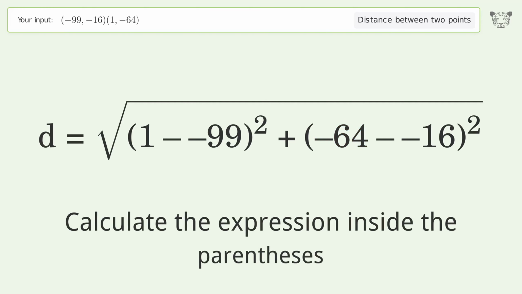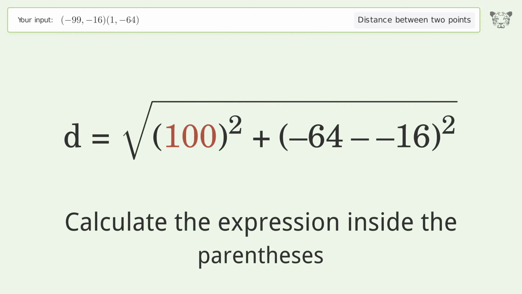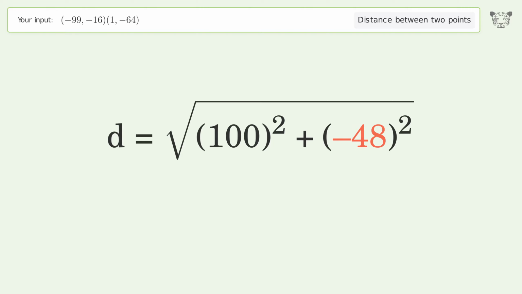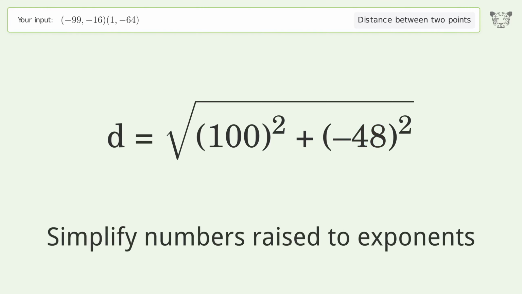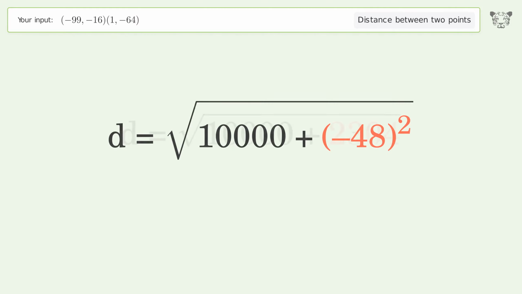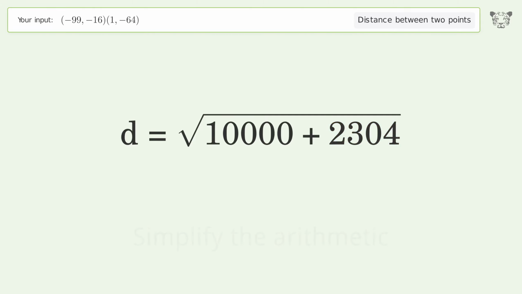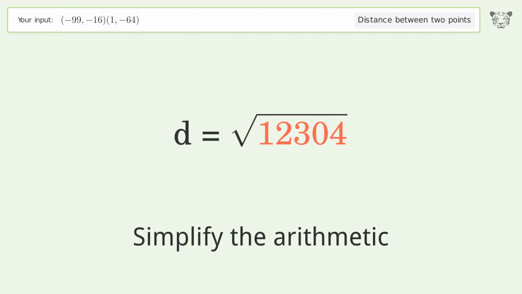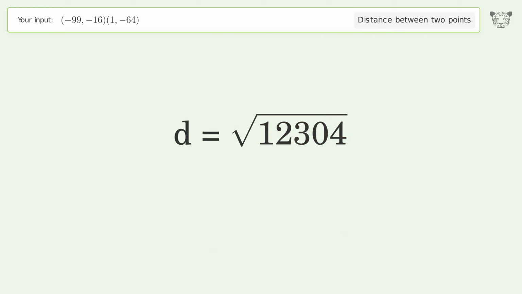Calculate the expression inside the parentheses. Simplify numbers raised to exponents. Simplify the arithmetic. And so the distance between the 2 points is the square root of 12,304, or 110.923.